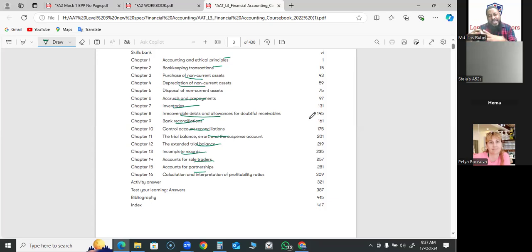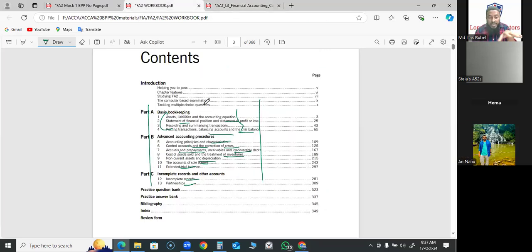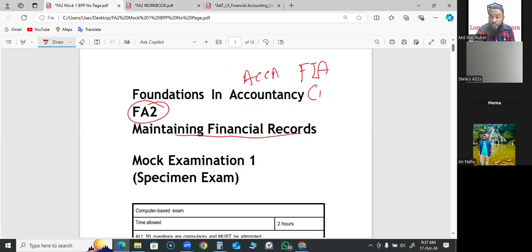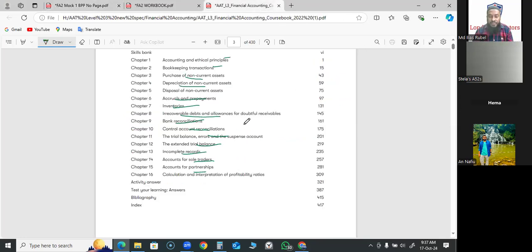You see, ACCA is chartered and AAT is technician, but these two courses, especially FA2, is foundation, which we also call CAT, the alternative of AAT. ACCA calls it CAT, right? I hope you understood what syllabus you're going to go through today. Also in our link, we shared which topics will be covered today. So basically the topics are in front of you.